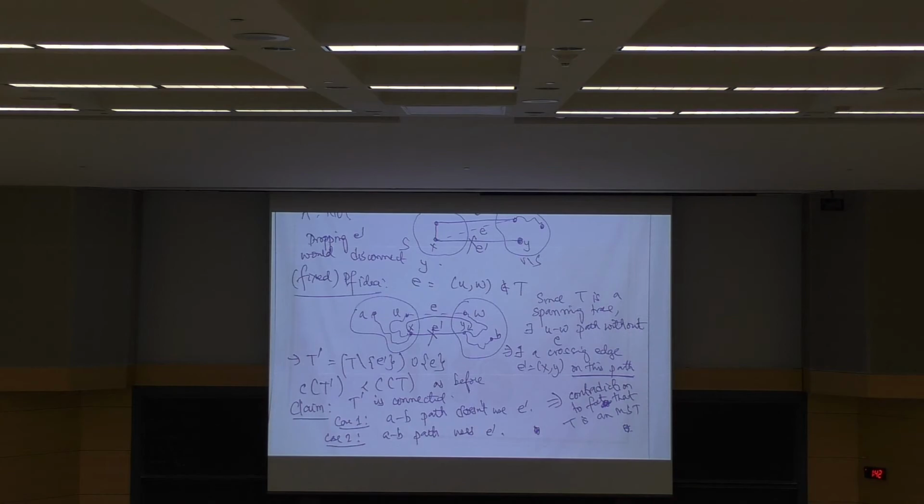Any other questions? Is everyone okay with the cut property lemma, the proof of the cut property lemma, and why the cut property lemma implies that Prim's algorithm is correct?